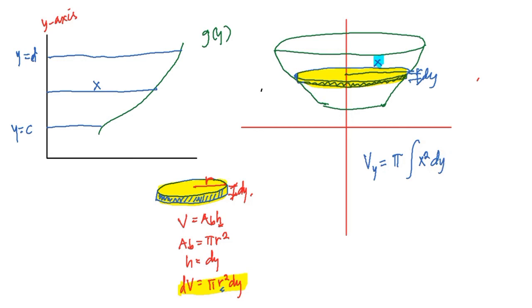Now, what would be the limit? Since we are in y, the limit would be from point C up to point D. So we have here from point C up to point D. In same manner, for our generalization, we can say that the volume for this is just, since this x here is just equal to the function g of y, g of y squared dy, limit from point C up to point D.